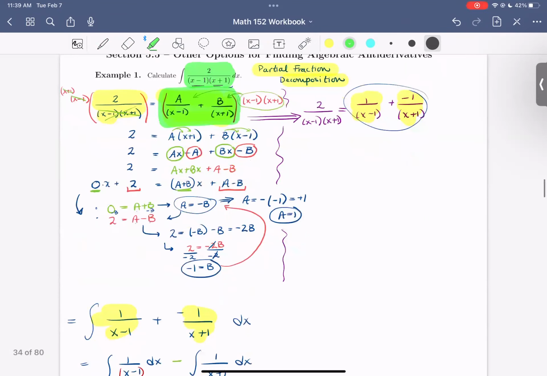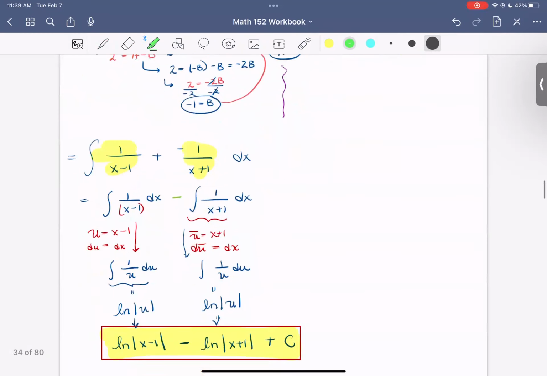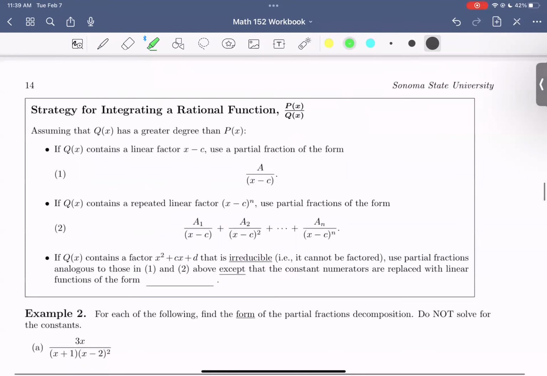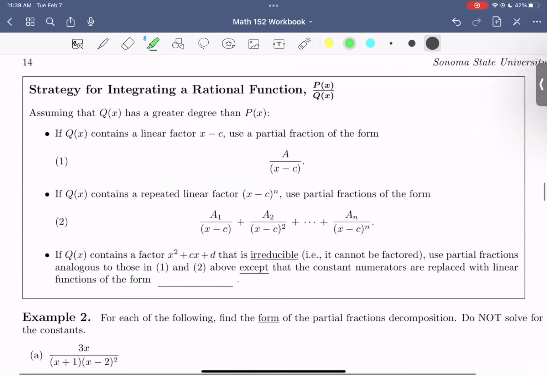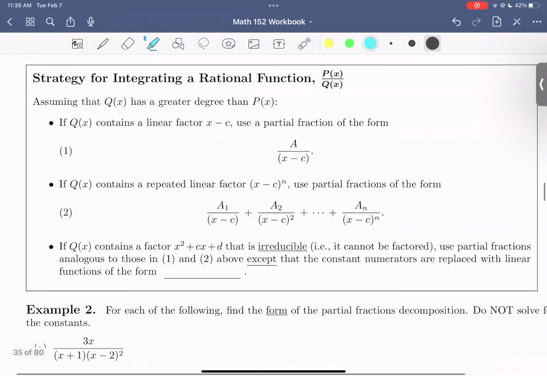So let's look at the scenarios of what the integrand looks like in order to determine what those fractions are going to be. Focusing on rational functions: a rational function is a function that's composed of a fraction like this. Now we are going to look at three different scenarios for what the denominator function looks like. In these three scenarios, we're just looking at the denominator function, which we're calling q of x.